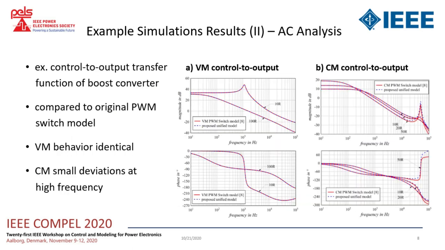As a second simulation result on this slide, some control to output transfer functions are presented. Here, the new proposed model is compared to the classic PWM switch model, and as can be seen, the control to output transfer function of this boost converter is identical in voltage mode and in current mode. We also have very good match, but at higher frequencies there is a small deviation compared to the existing models, but the effects of peaking at half the switching frequency is properly described.